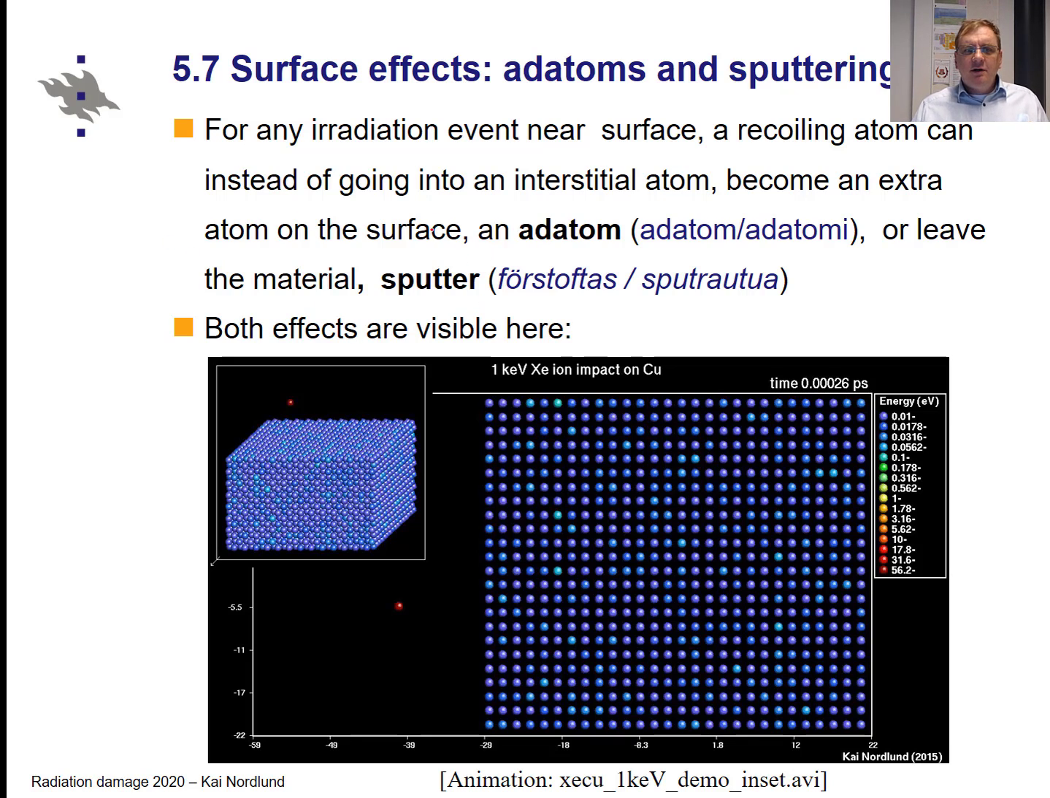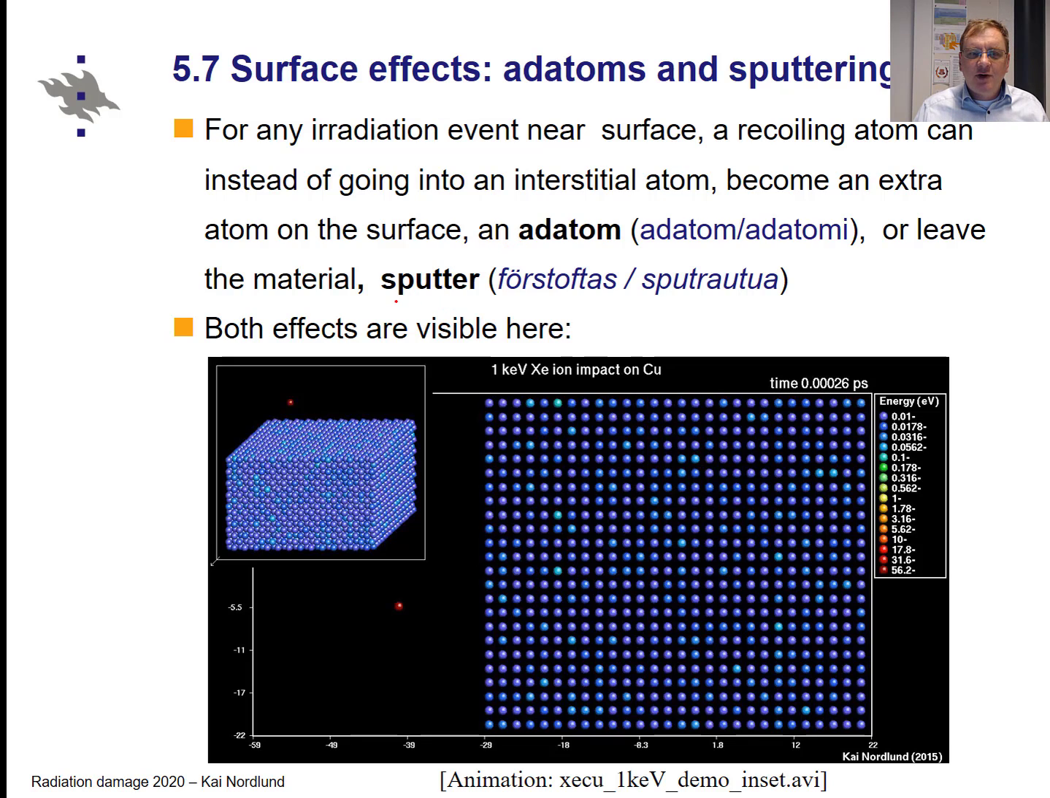So now we continue the course by discussing surface effects. And generally one can talk about two classes of surface effects on radiation. So if a collision cascade, which of course we now know is a bunch of atom collisions, happens to be near a surface, then one can either modify the surface or kick out atoms from the surface.